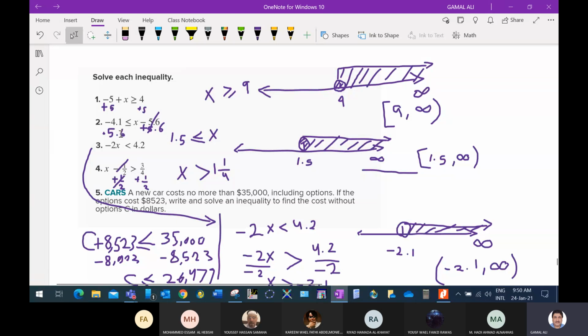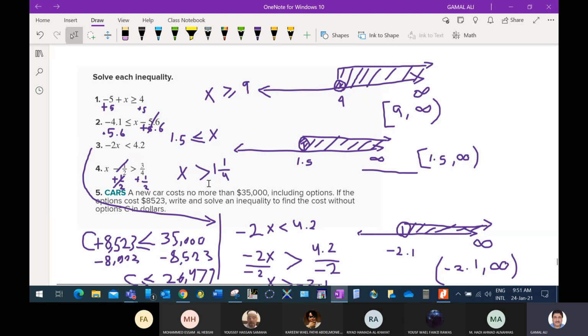Another example here. What is the number here beside the variable? Negative 5.6. So we will add 5.6 to both sides. So x is greater than 1.5. The same here, also minus half. So we will add half here and half here. So x is greater than 3 over 4 plus half. You can use the calculator. It will be 1 and 1 quarter.